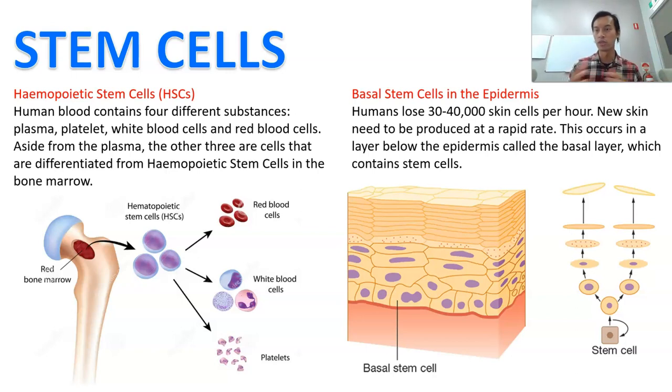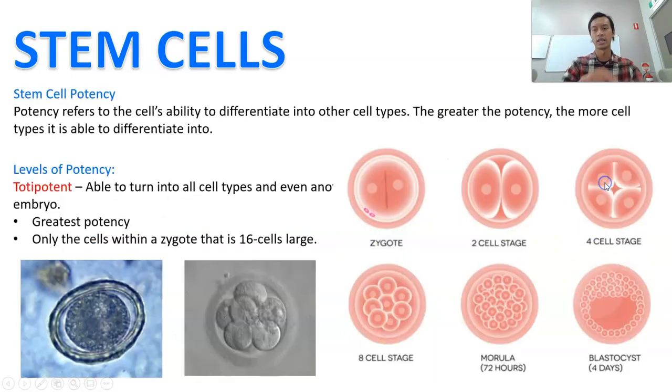Another example are basal stem cells in the epidermis. So, for example, humans lose about 30 to 40,000 skin cells per hour. I mean, that's a pretty high amount, which means new skin cells need to be produced at a fairly rapid rate. And it occurs in this layer below your epidermis called the basal layer. And there's your basal layer right there. And those cells will do the same thing, right? They will divide into 2. One of them will replace the original one that just divided, and the other one will go on to turn into skin cells, which then become the epidermal layer, the skin that protects you from all the other stuff, okay?